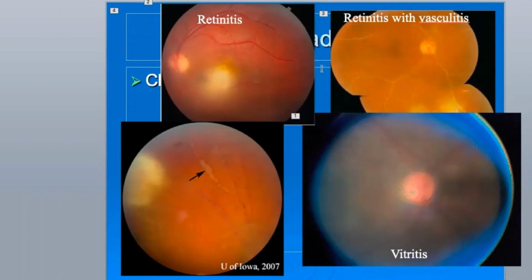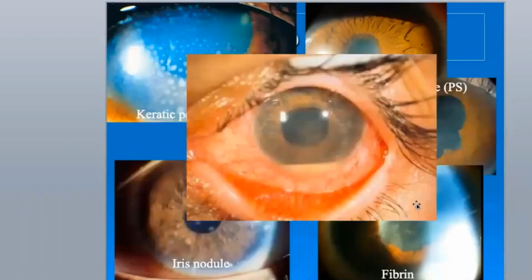Now you have retinitis with a bit of vasculitis. This is a blood vessel. This is again white cell sediment along the blood vessel. And vitritis means there are a lot of cells in the vitreous, so you cannot see the optic disc clearly. So these are the posterior uveitis. Just now was anterior uveitis.